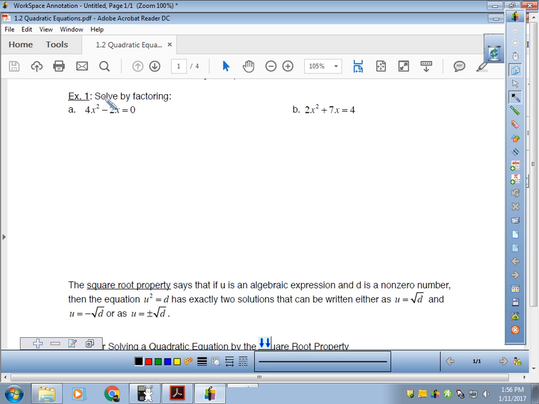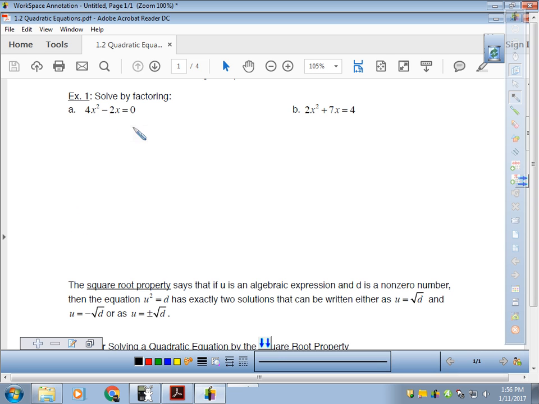Okay, so let's look at an example of this. Example 1a, we're solving by factoring. We have 4x squared minus 2x equals 0. The first thing to do is make sure that all the non-zero terms are on one side and 0 is on the other side. And that's already that way. There is a 0 here and everything else is non-zero on that side. So we're already okay there.